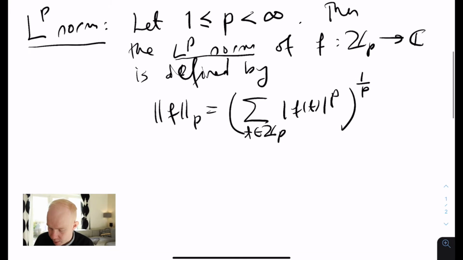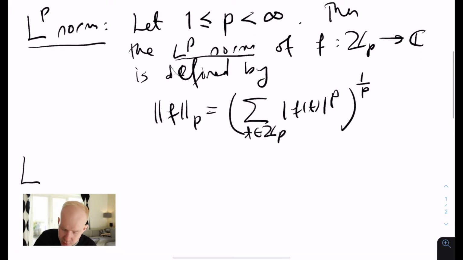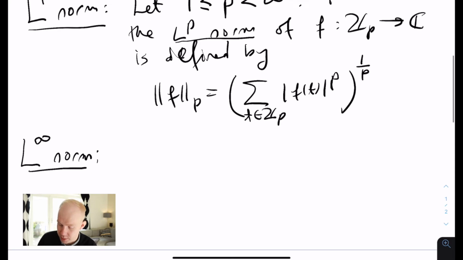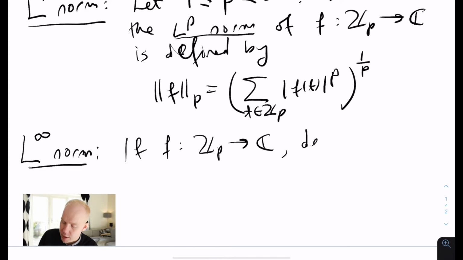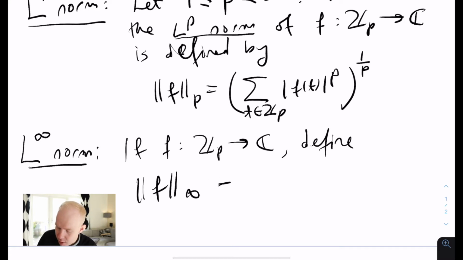So we now have the basic situation. And then the last kind of norm that we encounter, which we have already encountered, especially in the so-called variational principle for the total variation distance, is the L infinity norm. If f is a function from Z_p to C, we define the L infinity norm to be equal to the maximum, in our case, of |f(t)| over t in Z_p.